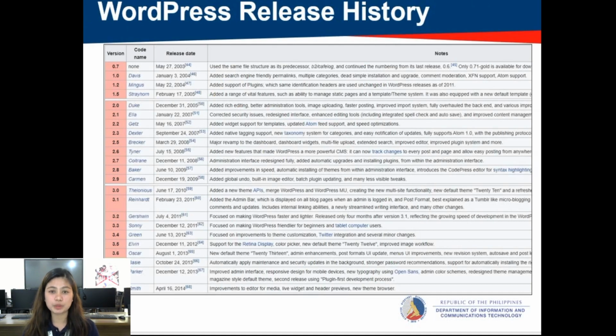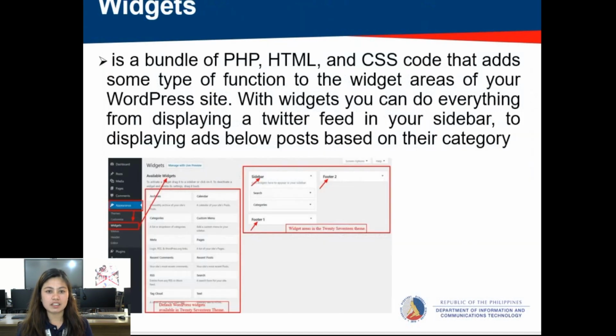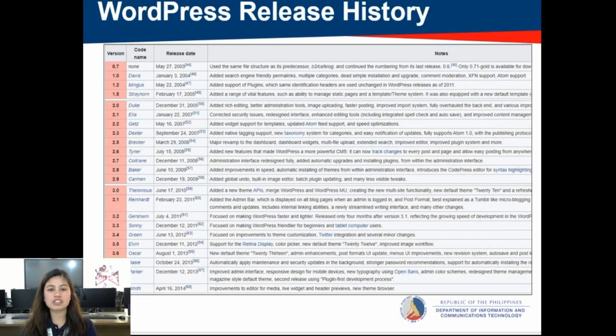Here is the WordPress release history, started on May 27, 2003. And the latest version is 5.4.2. WordPress decided to adopt a regular release schedule every 3 to 4 months. So wag po tayo magtaka if may mga bagong releases sa WordPress. So trivia: WordPress versions are code named after well-known jazz musicians from version 1 until today.